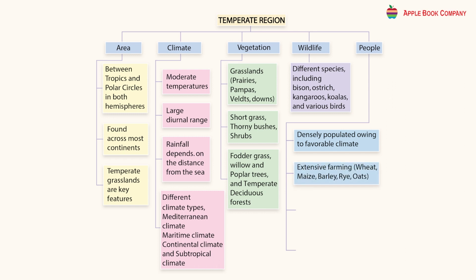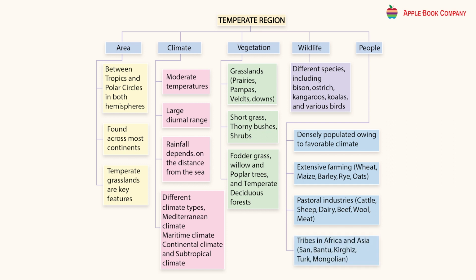Extensive farming, wheat, maize, barley, rye, and oats. Pastoral industries like cattle, sheep, dairy, beef, wool, meat. Tribes in Africa and Asia: San, Bantu, Kyrgyz, Turk, Mongolian.